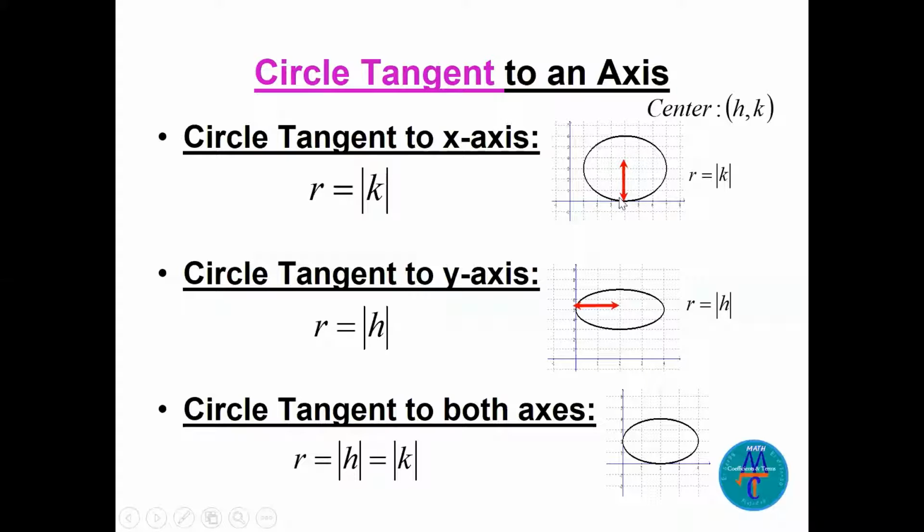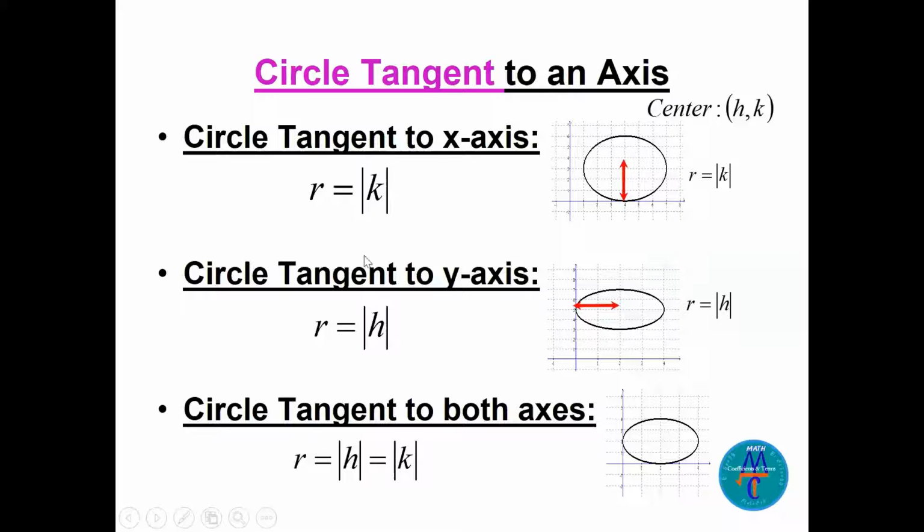If the circle is tangent to the x-axis, see, this is r here. r is the absolute value of k, because this is r, it is related to the y here, not h. So r is the absolute value of k. So if you have the center, then you can find r. r is the absolute value of k.